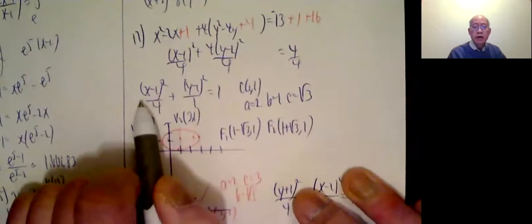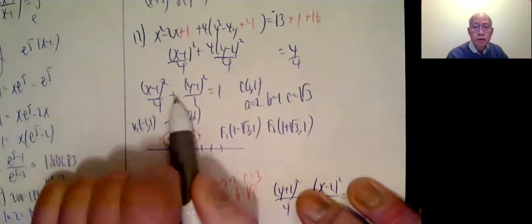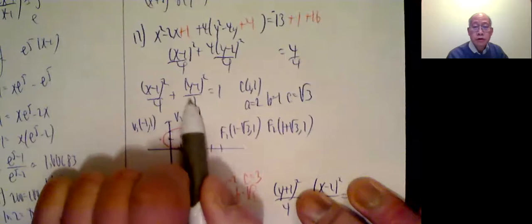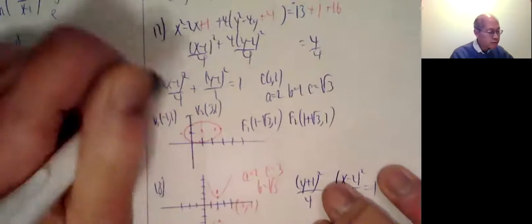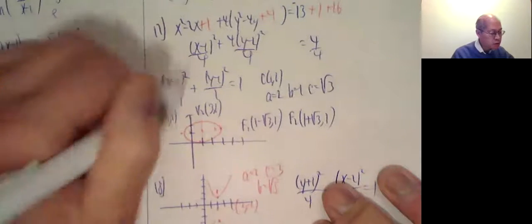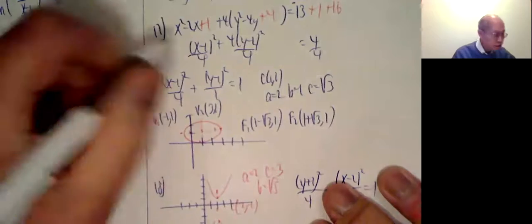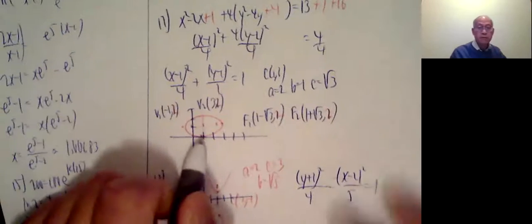Divide by 4. X minus 1 squared over 4 plus y minus 2 squared over 1 equals 1. This should be a 2. So I think I made the same mistake as before. This should be 2, and this should be 2.